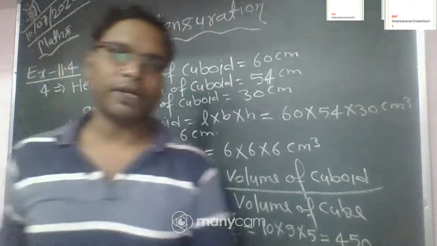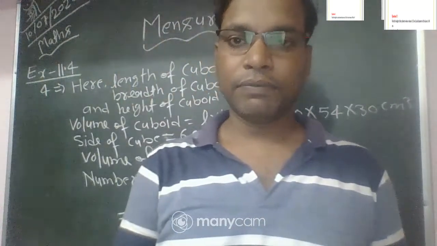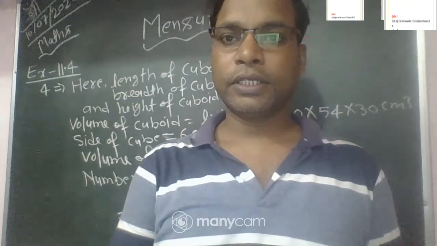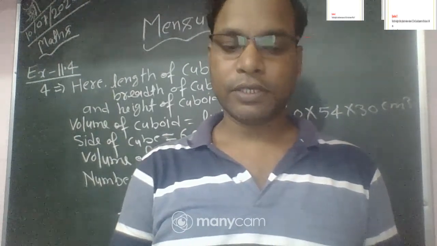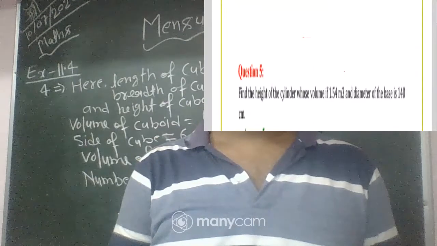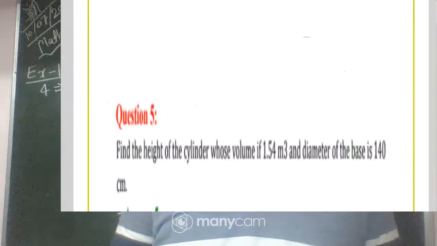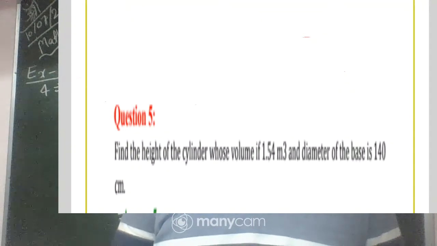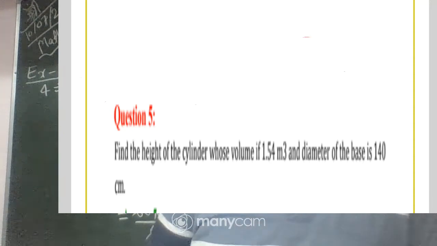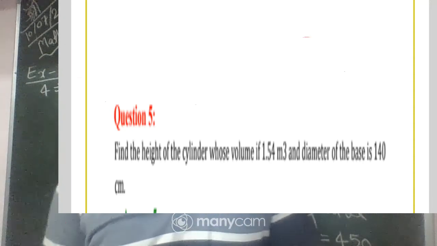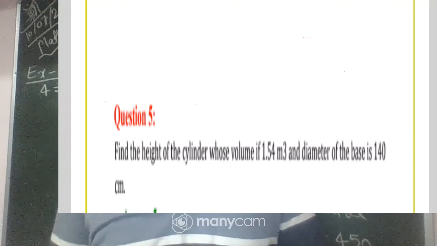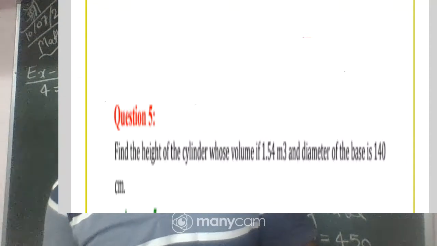Now we are going to discuss the next question, question number 5. What is question number 5? You can see this is on your screen. This is question number 5. Find the height of cylinder whose volume is 1.54 meter cube and diameter of base is 140 centimeters.